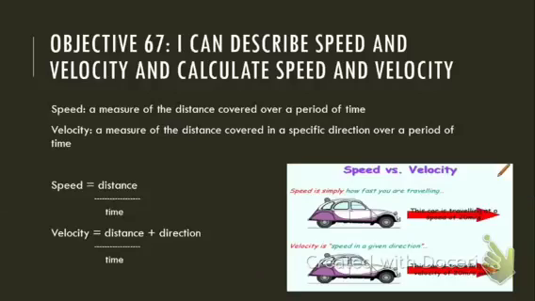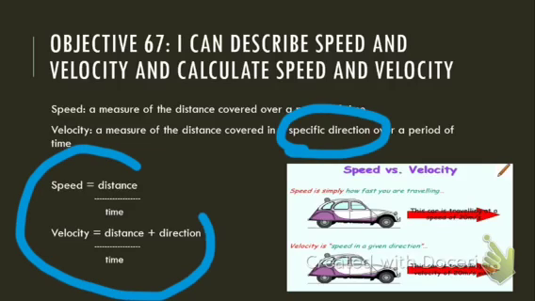So speed is a measure of the distance covered over a period of time. So how fast you're going. Okay? The amount of distance you cover in a certain amount of time. Velocity, the only difference with velocity is that velocity also has a specific direction. So velocity is the measure of a distance you cover in a specific direction over a period of time. So if you look down here, our formulas are exactly the same except with velocity you add a direction.